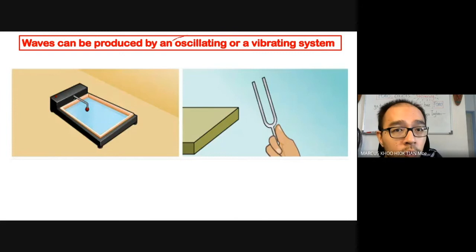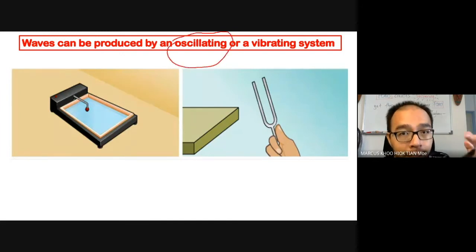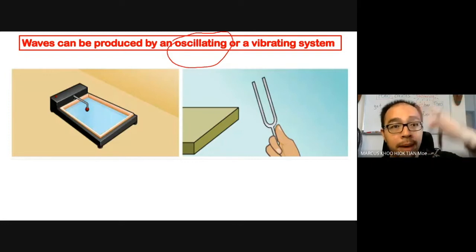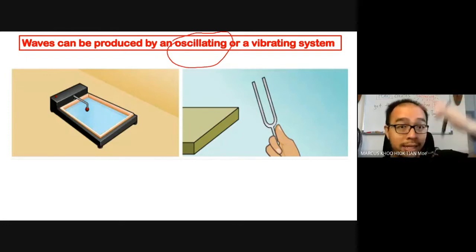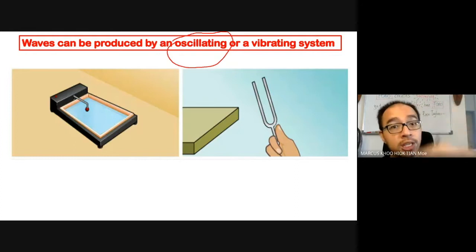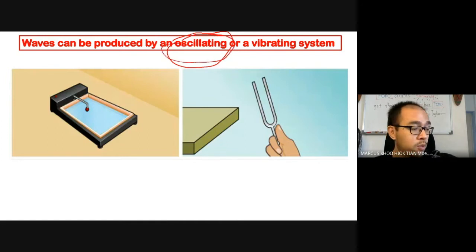This is a new word for us, oscillating. Oscillating or vibrating. The word oscillate is to go back and forth. Pergi ke depan, pergi ke belakang, pergi ke atas, pergi ke bawah, back and forth, back and forth. So this is an oscillation, or a vibration. In physics, we prefer to use the word oscillating when we're talking about waves because it is more accurate. So a vibrating system or an oscillating system will produce a wave.